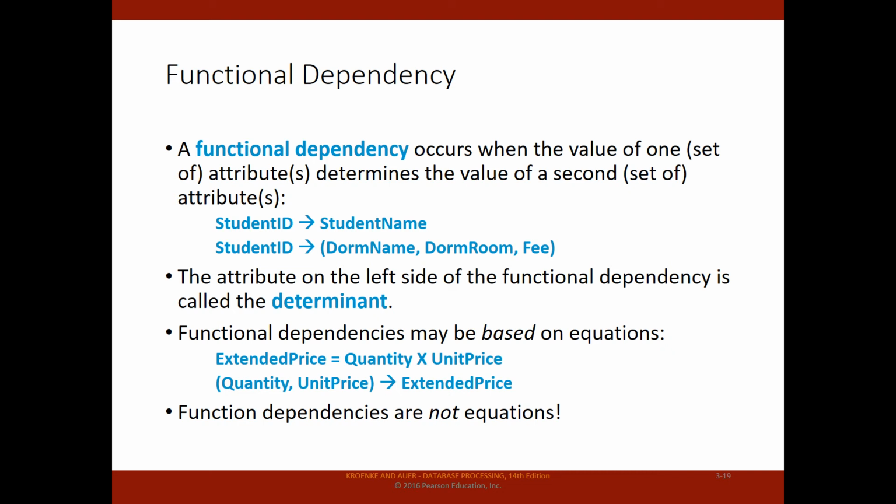So let's look at the first example here, the student ID. We can read this one as the student name is functionally dependent on the student ID. And then we can also read that the dorm name, the dorm room, and the fee are all functionally dependent on the student ID. Another way we read it, we can say the student ID determines student name. Student ID determines dorm name, dorm room, and fee. So those are the different ways we can read this functional dependency.